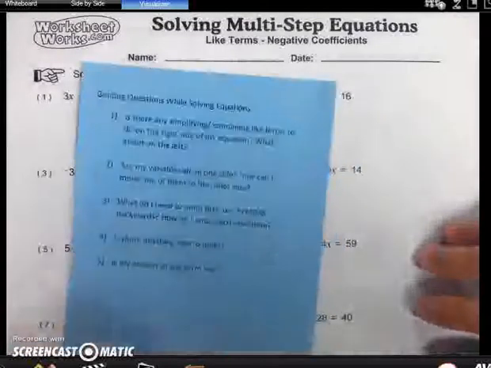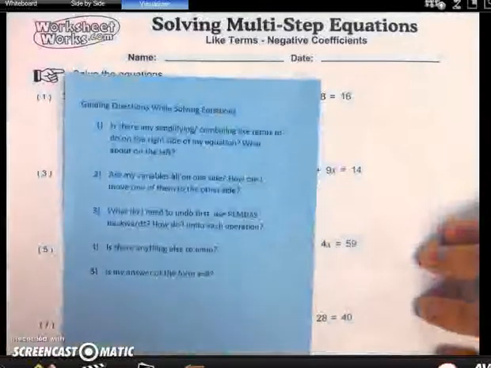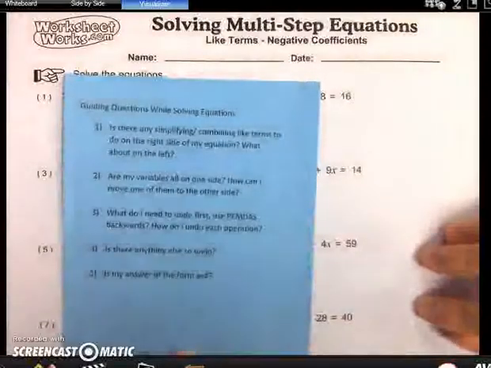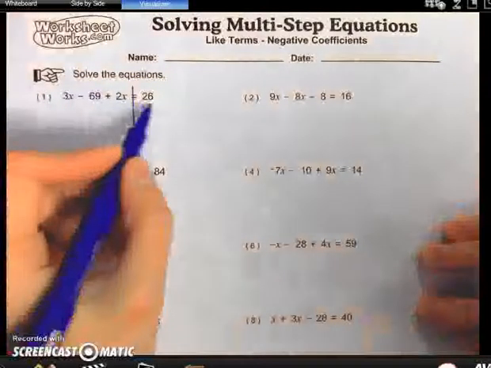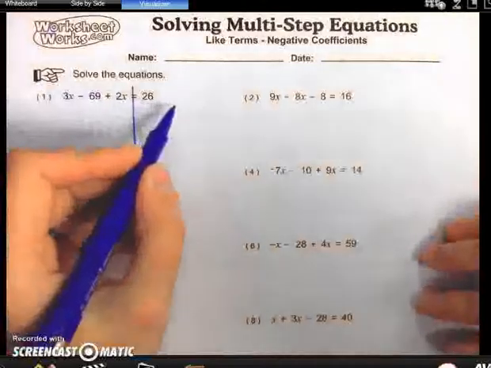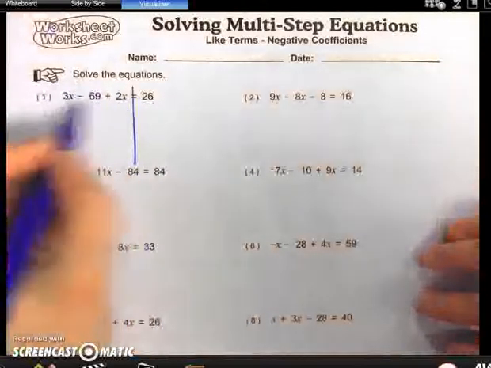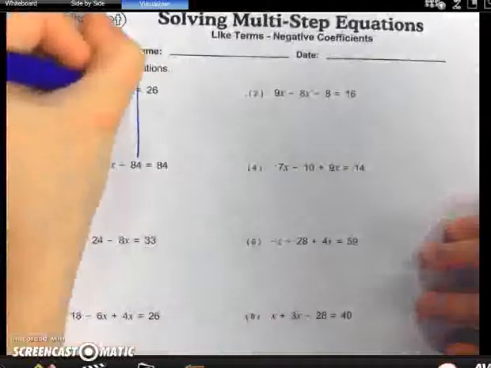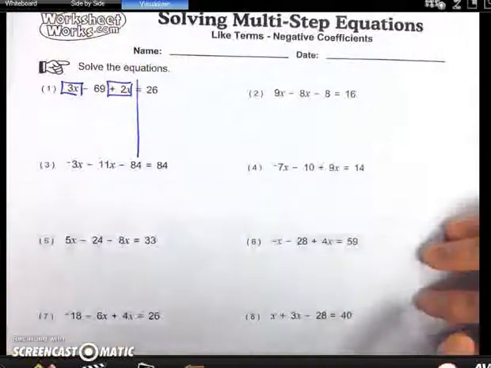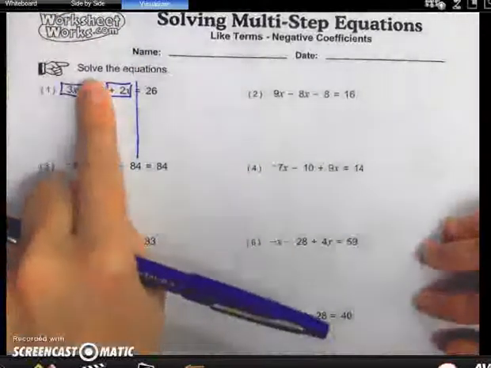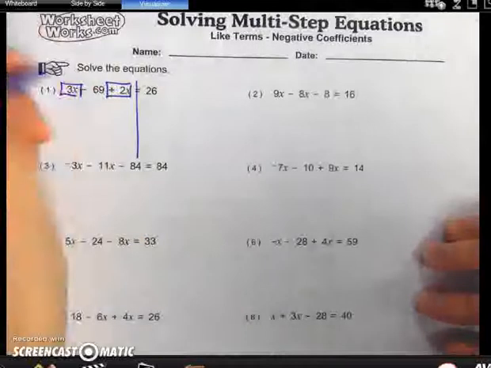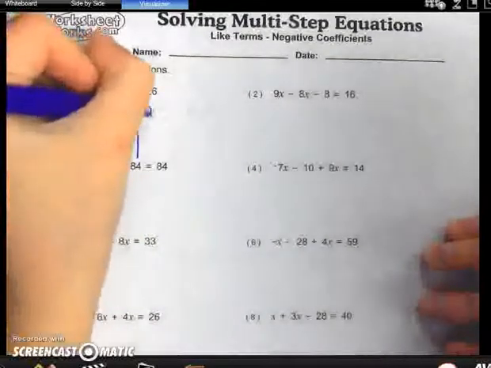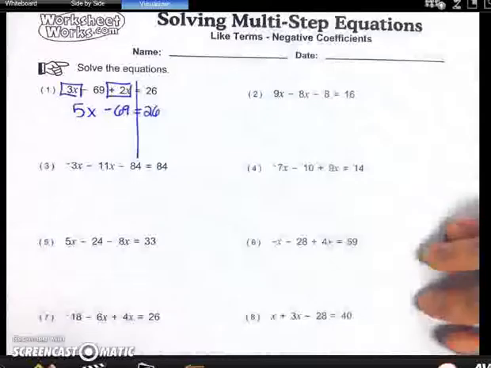Now I'm going to use my little guiding questions card. The first question is, is there any simplifying or combining like terms to do on the right side or the left side of my equation? Well, the right side of my equation is just a number, so there's no simplifying to do there. Over here, however, I have like terms of 3x and plus 2x. Don't forget to take the term in front. So if I use the cover-up method, 3x plus 2x gives me 5x. I still bring down that minus 69, and I keep that 26 on the left.